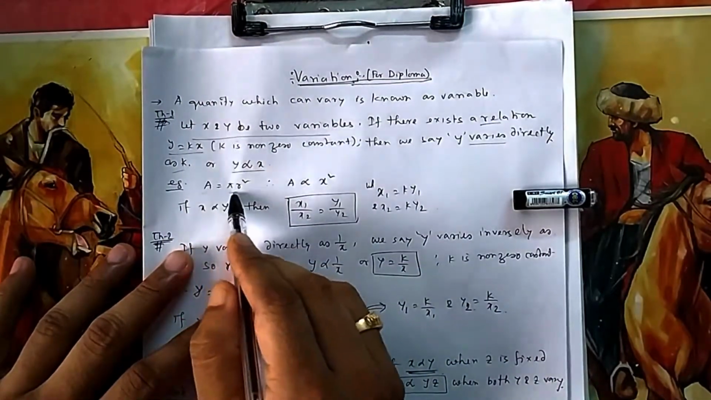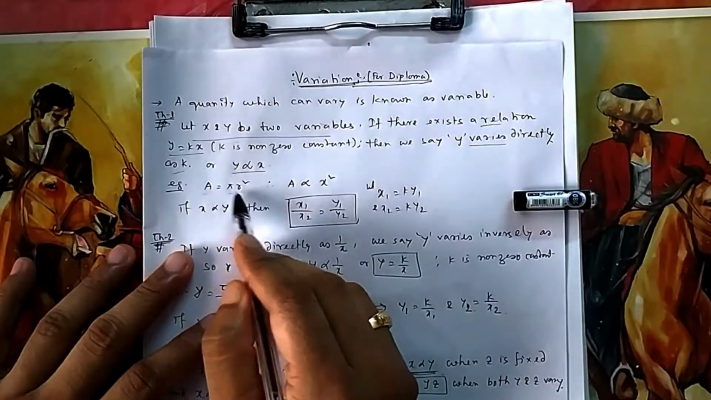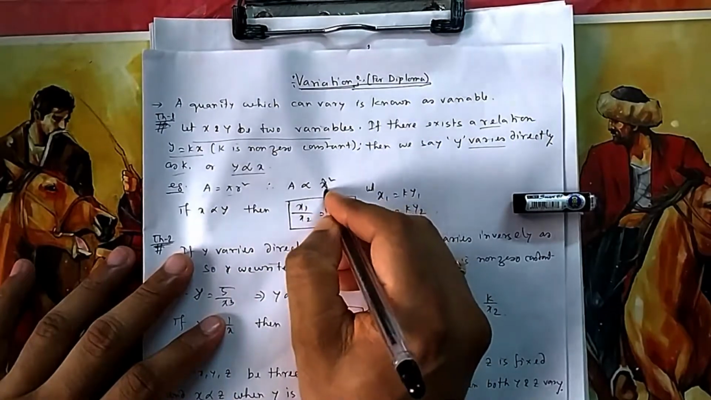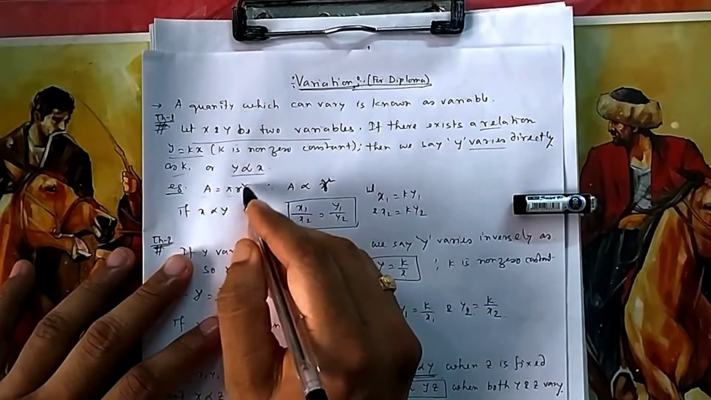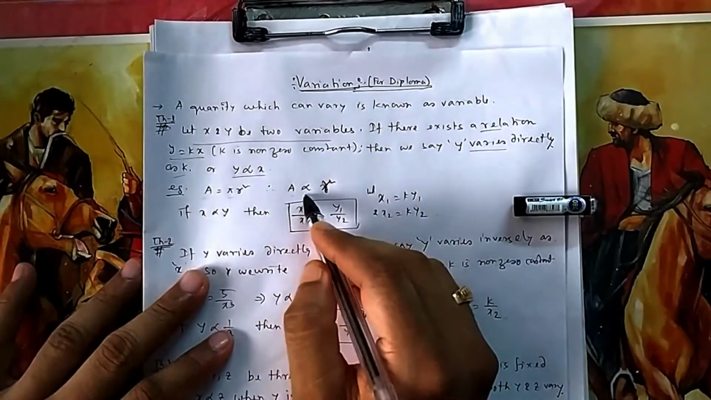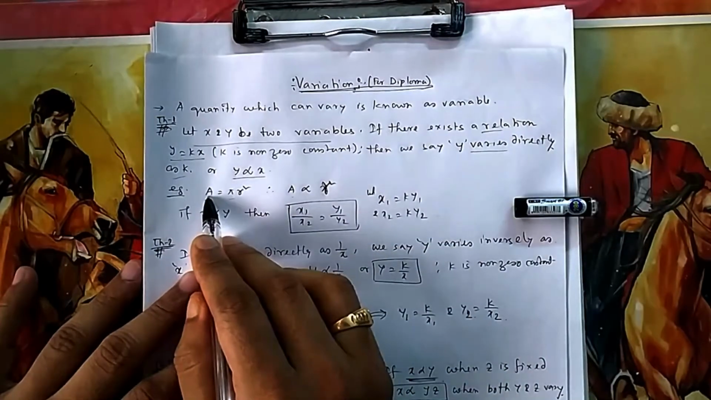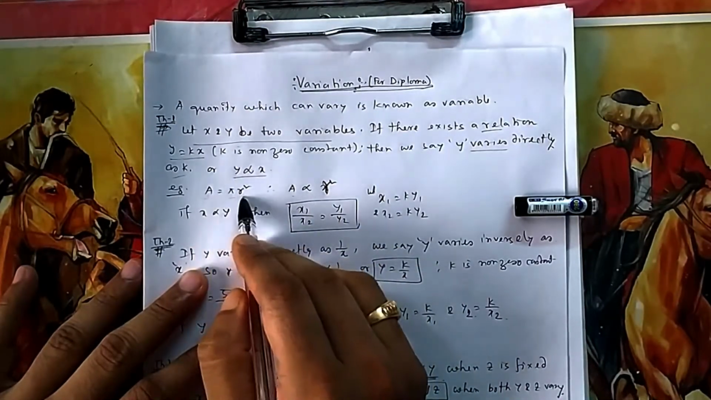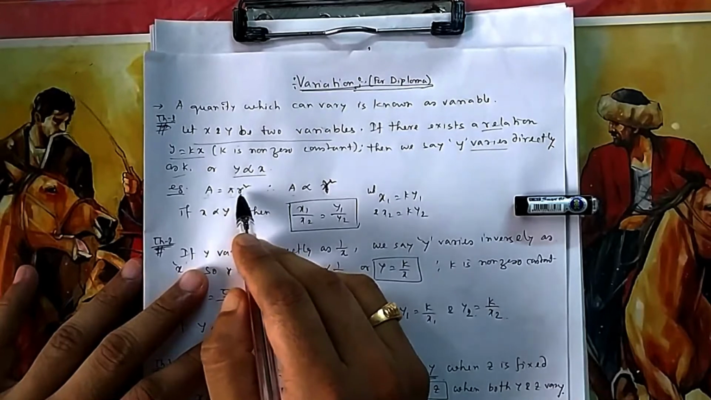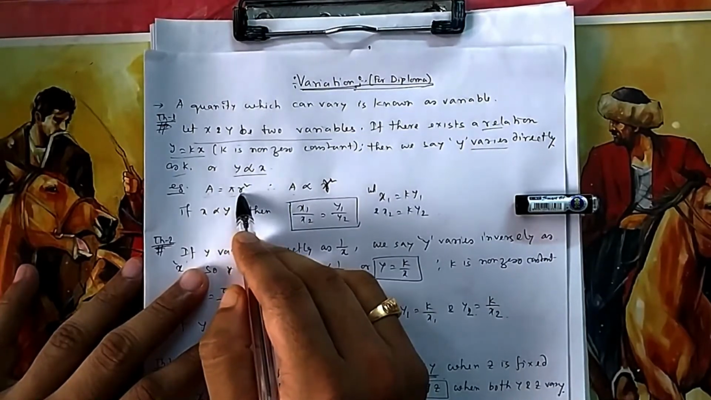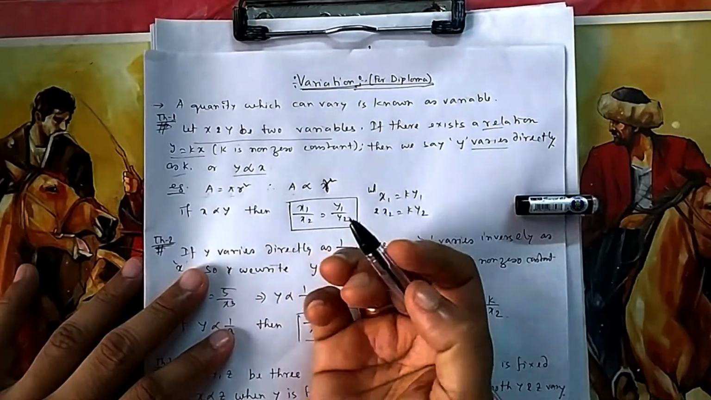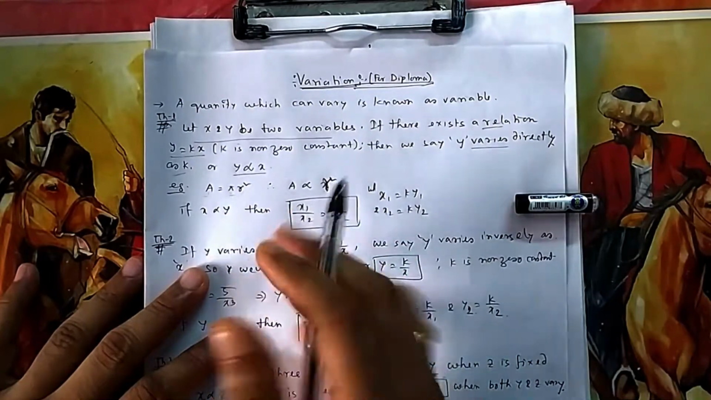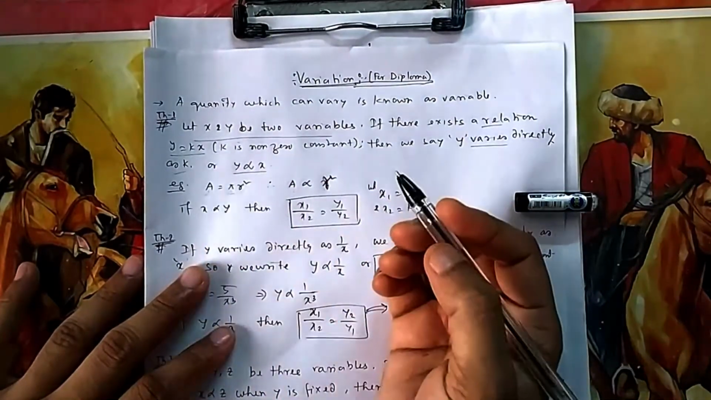One example: suppose area A equals pi r square. Pi is a constant, and A and r both are variables. If you change r, then A will also change. If you increase your radius, then obviously the area will increase. So there is a direct relation, and we say A is directly proportional to r square. Because if you increase r 2 times, the area will increase 4 times, because 2 square is 4. If r is 2, then the area is pi into 2 square, that is 4 pi. Now suppose you increase r by 2 times, so r becomes 4. Now the area will be 16 pi. Earlier it was 4 pi, now it is 16 pi, so you see it is increased by 4 times.